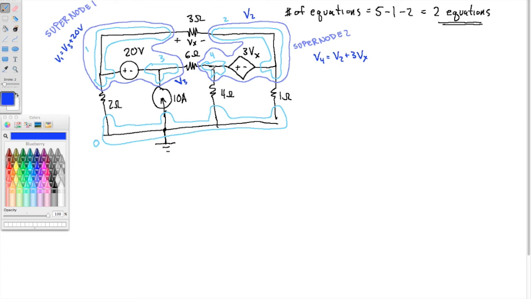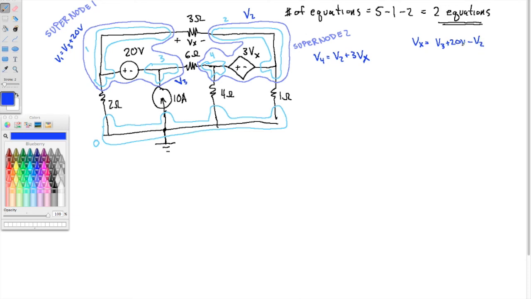Okay, so V2 is my unknown, but whatever voltage that is, if I raise it by 3Vx, that's going to give me the voltage here. Well, I don't want to write Vx, I want to keep it in terms of my unknown voltages. But I'll note that Vx is the voltage of node 1 with respect to voltage 2. And V1 is V3 plus 20.